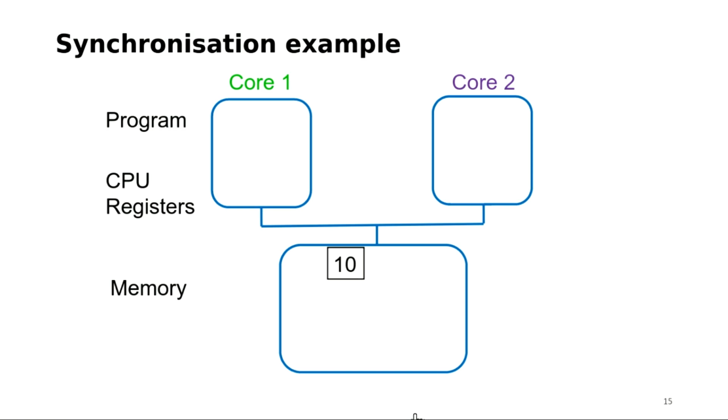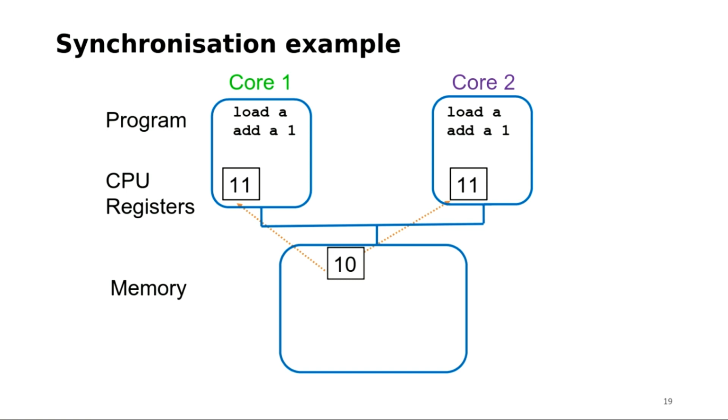But here's what might happen without any synchronization. First thing that happens is that core 1 loads A. What happens in the hardware is that it makes a copy from memory into the CPU registers, which is the local storage on the core. And then core 2 might also load A, so it also gets a copy. Then core 1 does the addition, which only operates on the registers, so core 1 now has the value of 11 in its register. Core 2 does the same. And then core 1 stores the value back into memory, so the value in memory now is 11.